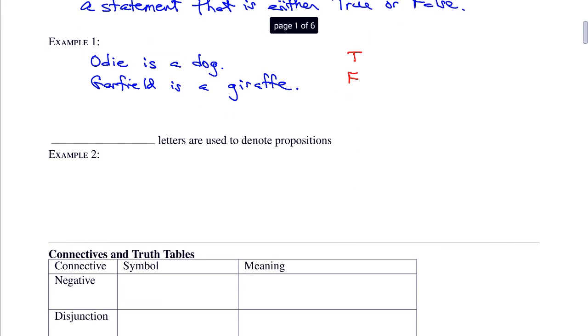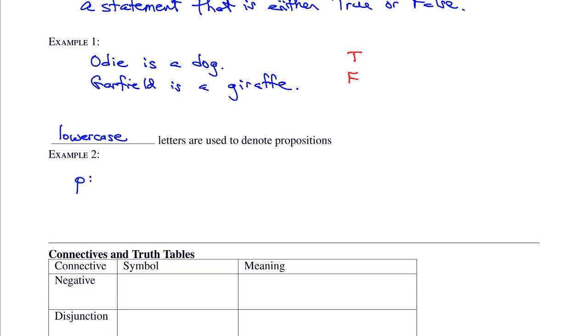What kind of letters do we use to denote propositions? Lowercase letters. They usually start with P's. They're in the P range here: P, Q, R, S, T. These are usually the letters that they use for propositions. There's sort of a hierarchy to letters, just like you use F, G, and H for functions, X, Y, and Z for variables, A, B, and C for constants. The P range is the proposition range.